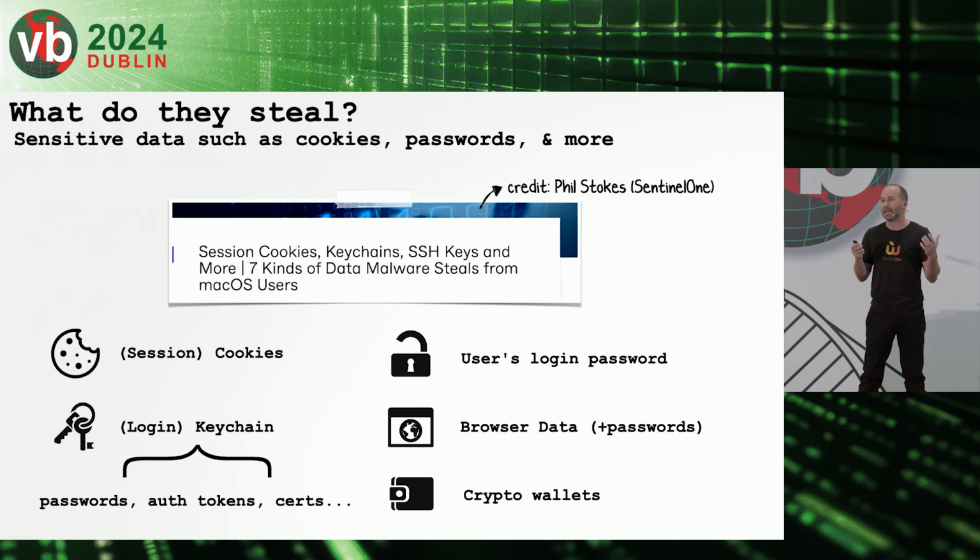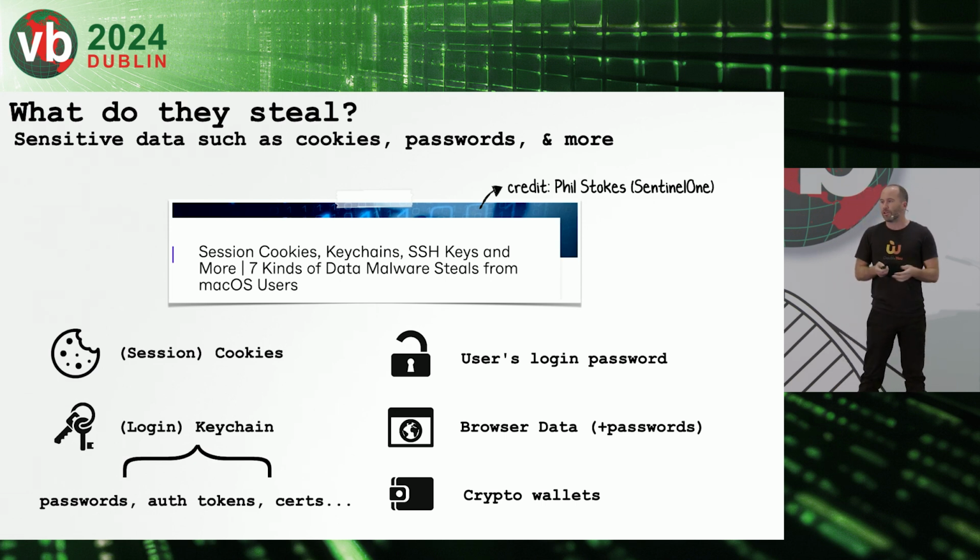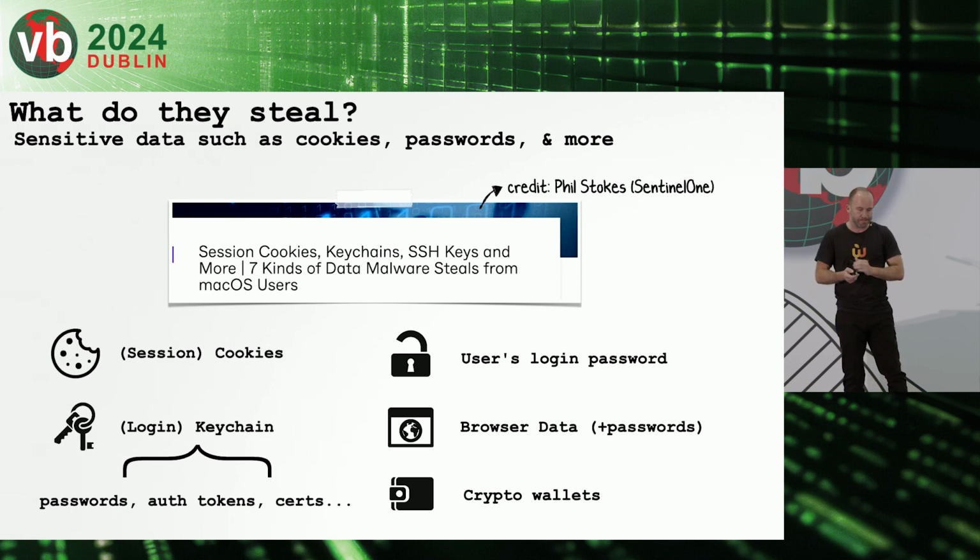And these include things like session cookies to give the attackers access to the victim's accounts. Generally also accessing or collecting the user's password. This is mostly so that they can then unlock the macOS keychain, which holds all the things, passwords, auth tokens, certificates. They're also generally interested in browser data, so we'll see them going after autofills, browser passwords, credit card stuff, et cetera, and then also cryptocurrency wallets, especially those that are browser-based or use browser-based extensions.